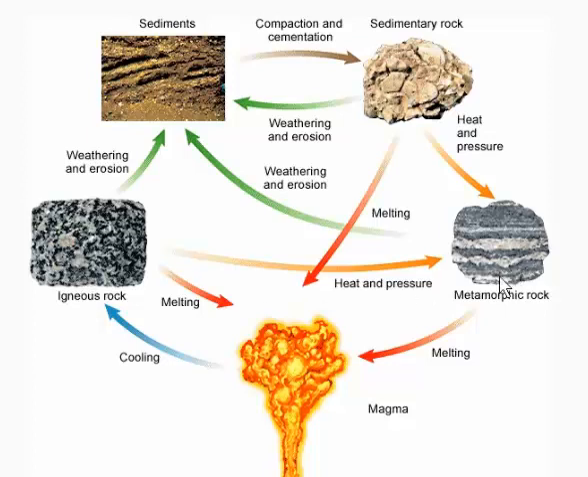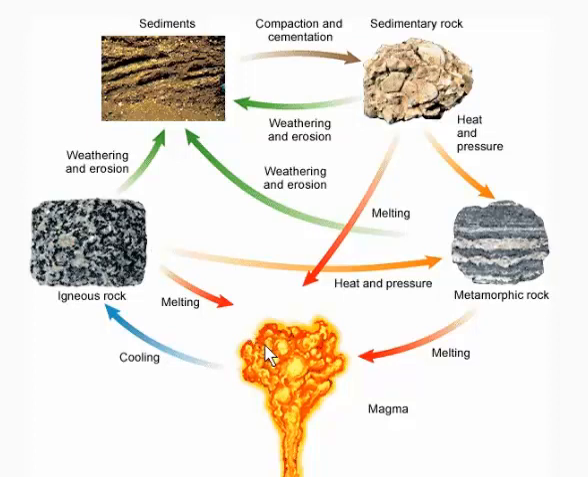Here's an example where the metamorphic rock is also weathered away when it's on the surface of the earth, and it can turn into sediments and then turn into a sedimentary rock, or a sedimentary rock can find its way into magma and melt and turn into magma material, and then when it cools it turns into igneous rock and starts all over again.